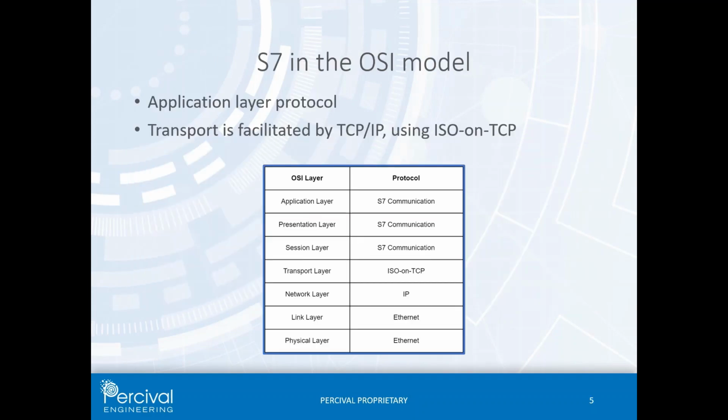Examining the different layers of the S7 protocol in the context of the OSI model, it exists primarily at the application, presentation, and session layers. At the transport layer, transportation is handled by TCP/IP using ISO on TCP to organize data that is sent.